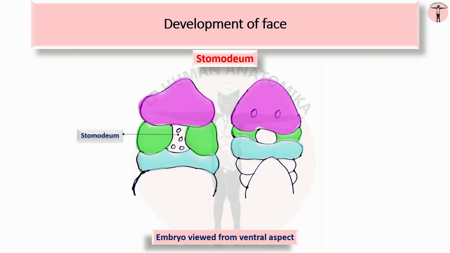At the end of the fourth week, the center of the face is formed by the stomodium, which initially appears as a slight depression of the surface ectoderm. The stomodium is separated from the cavity of the primordial pharynx by a bilaminar membrane called the oropharyngeal membrane, which is formed by the fusion of ectoderm and endoderm. This membrane ruptures approximately by 26 days. Once the buccopharyngeal membrane ruptures and disappears, the amniotic cavity communicates with the primordial pharynx and foregut.